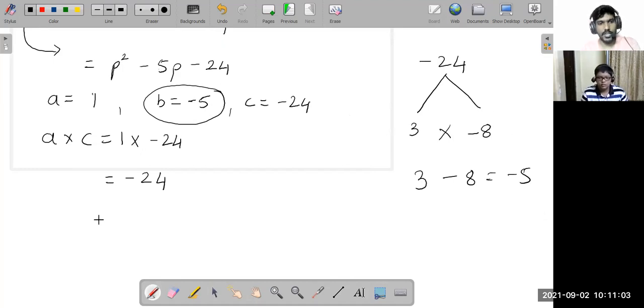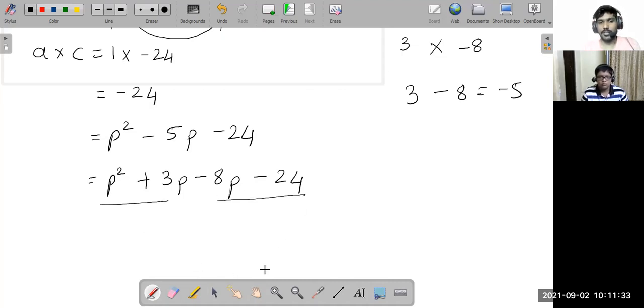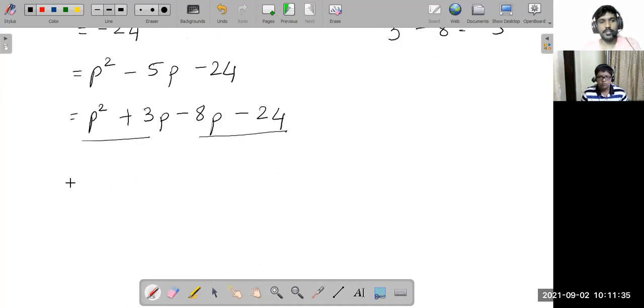Now let's start solving. So our question is p square minus 5p minus 24. So this becomes p square plus 3p minus 8p minus 24. Got it? Now pairing. First pair, second pair. What is common in the first pair?